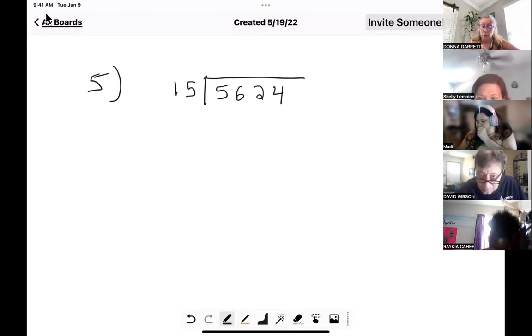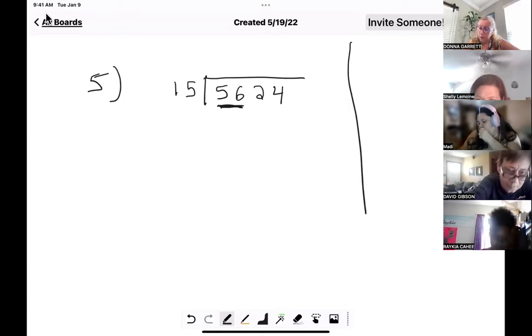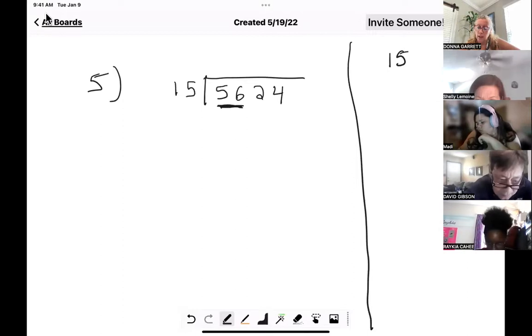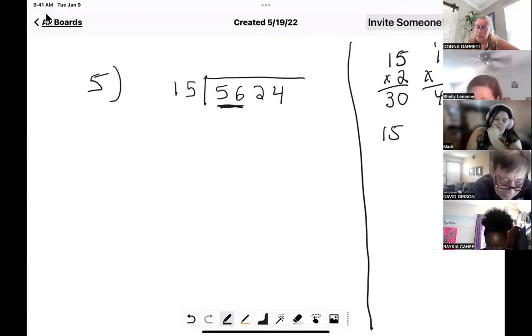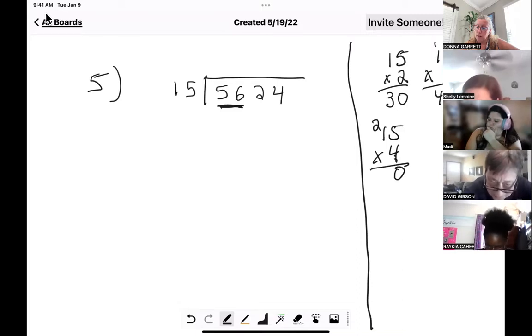Okay, number one, you look at the 5. Can I divide 15 into 5? No. So we're going to look at 56. So I have my little work area over here, and I'm going to start thinking about this. So 15, if I do 2, I know that's 30. And actually, if you want to start and just do a whole bunch of multiplication facts and put them down, that's not a bad thing. 15 times 4 is 20, 4, 5, 6.